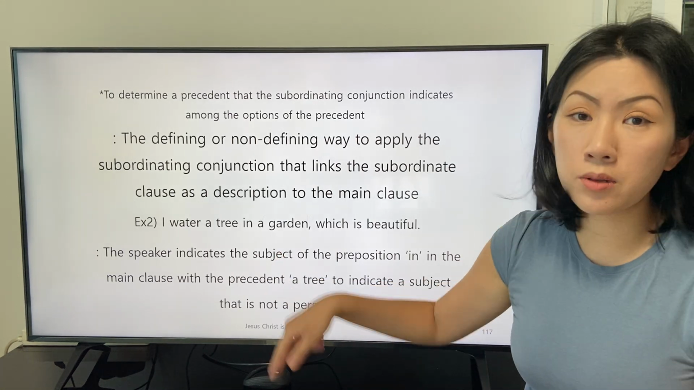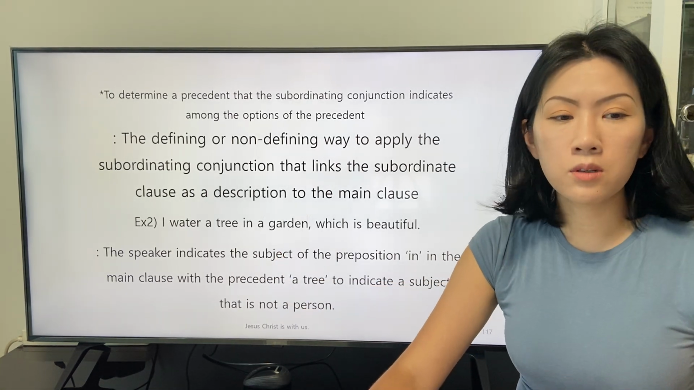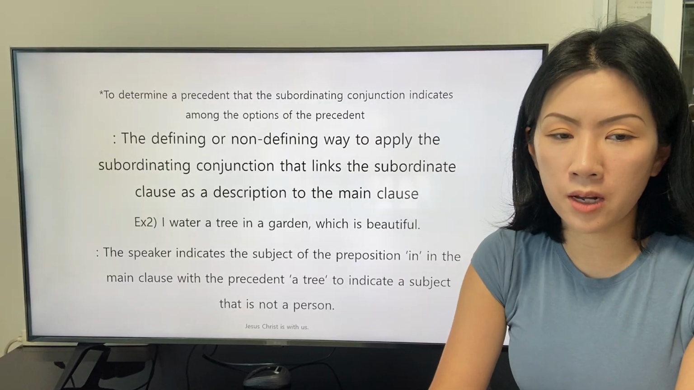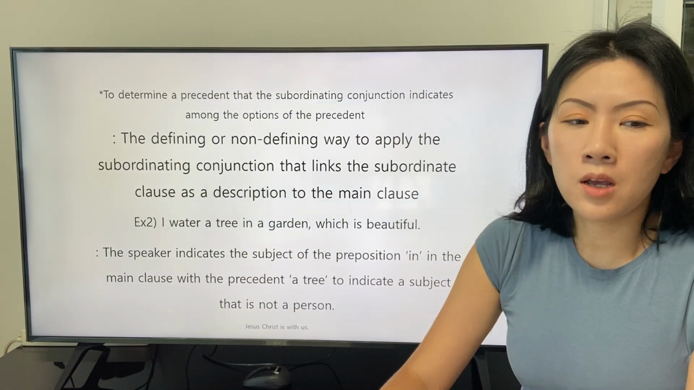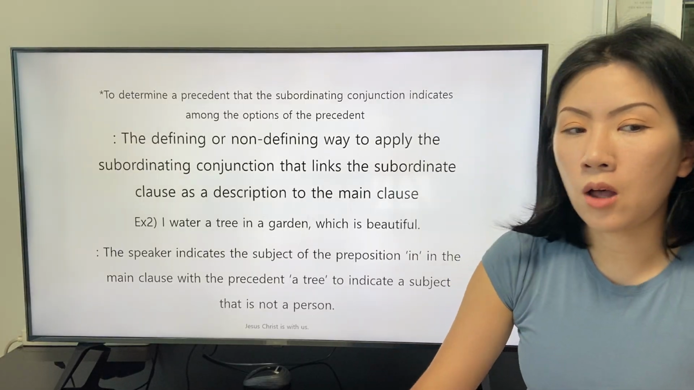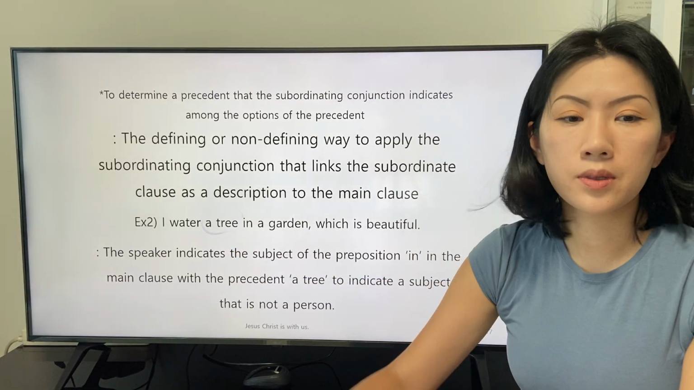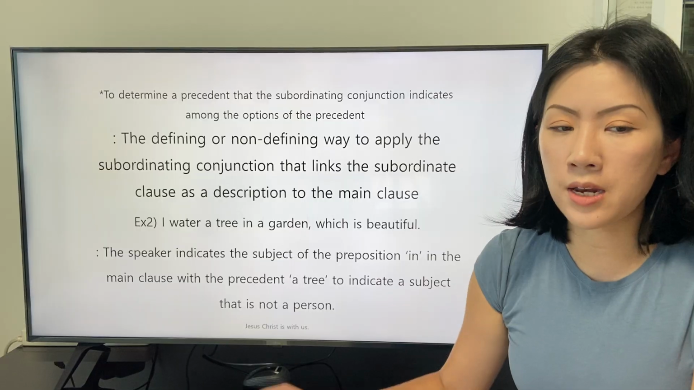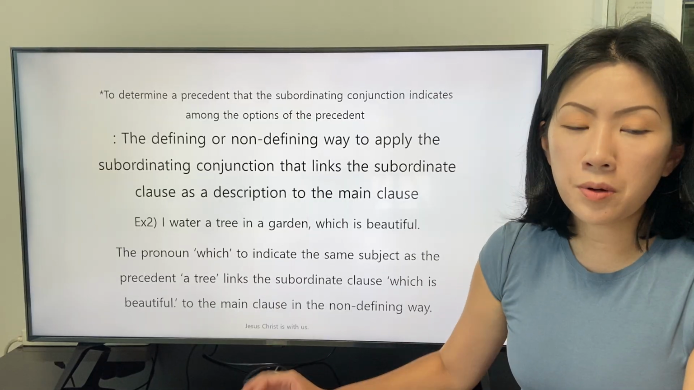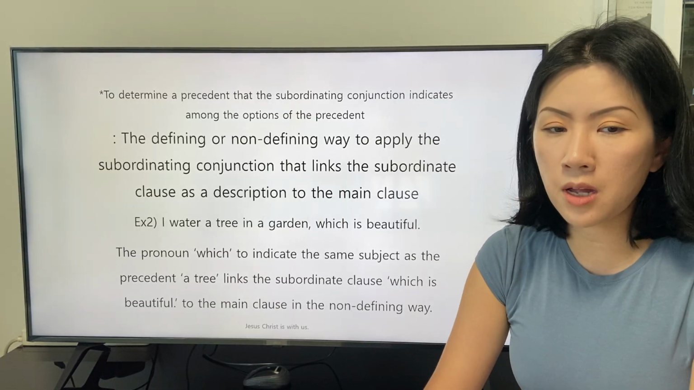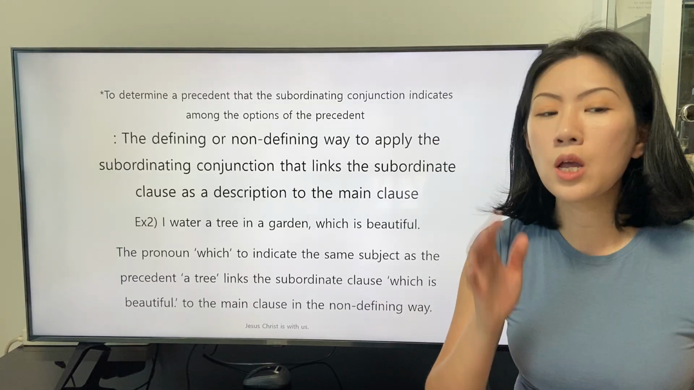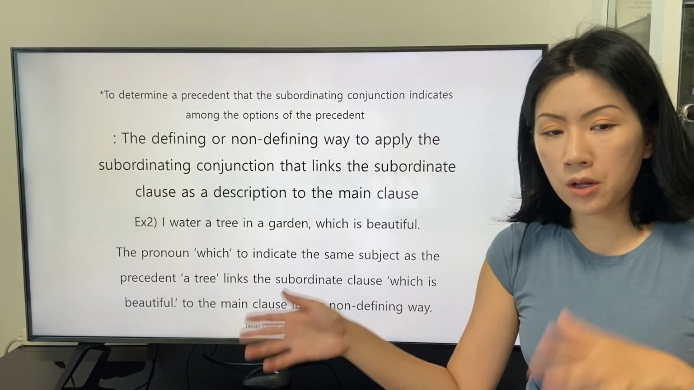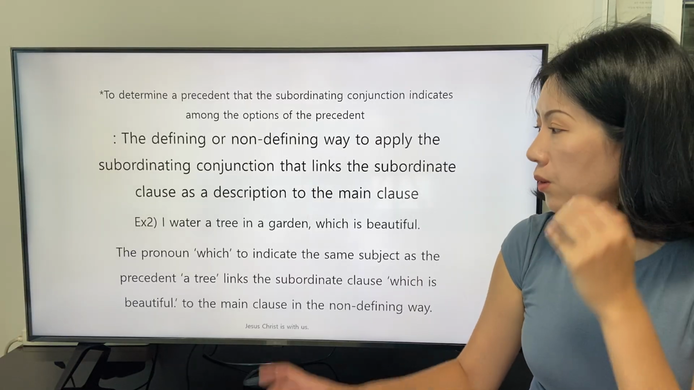Let's read the explanation. The speaker indicates the subject of the preposition in the main clause with the precedent, a tree, to indicate a subject that is not a person. The pronoun which to indicate the same subject as the precedent, a tree, links the subordinate clause, which is beautiful, to the main clause in the non-defining way with a comma.